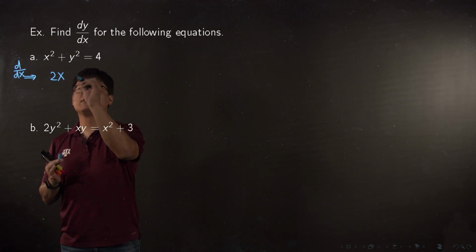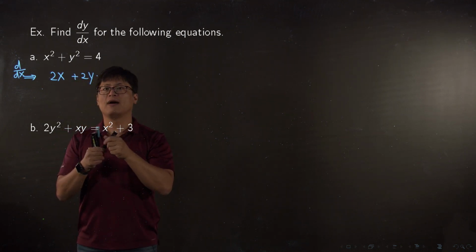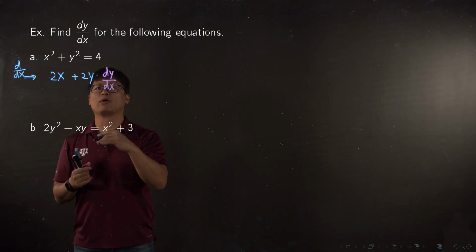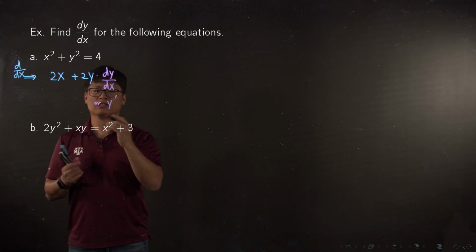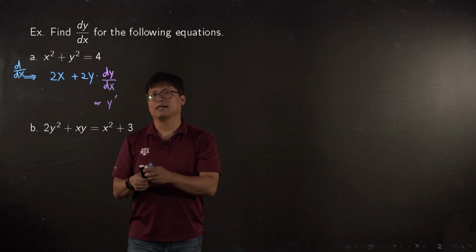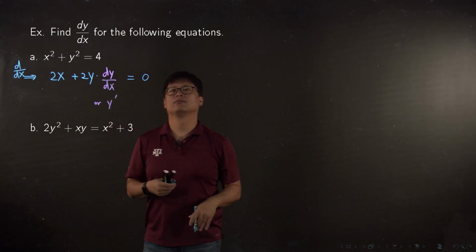So y squared prime is simply 2y, but don't forget you have to multiply by dy over dx, or y prime, doesn't matter, okay? And that's it. We're done with the left-hand side. What about the right-hand side? 4 prime, oh, come on. Constant prime is numerical 0, okay?